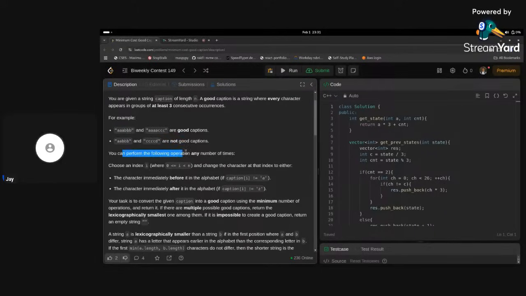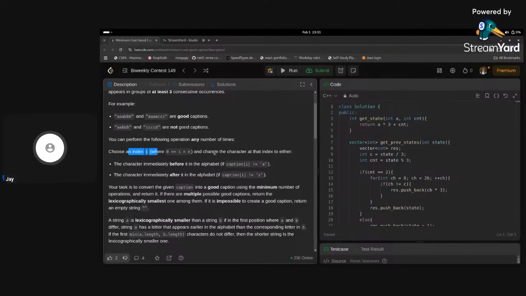Now we were given an operation and we could perform it any number of times. In one operation, you could choose an index and change the character at that index to something else. You could change the character to the previous character. For example, if your character was C, you could change it to B. If it was D, you could change it to C. Basically one place back in the alphabet. But if it was A, you can't operate in this way. You can't change A to Z. A would always remain A.